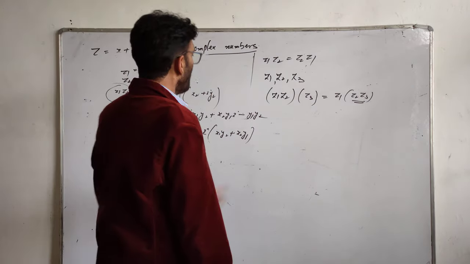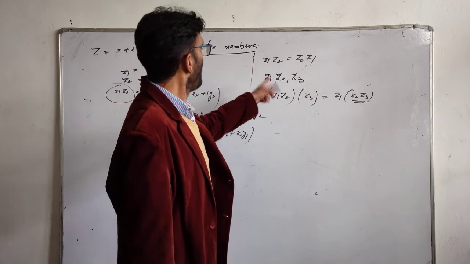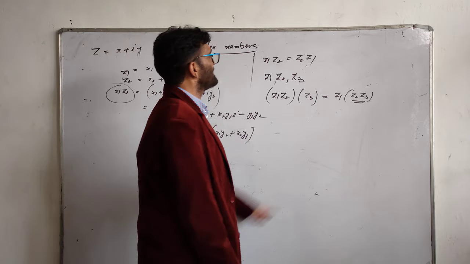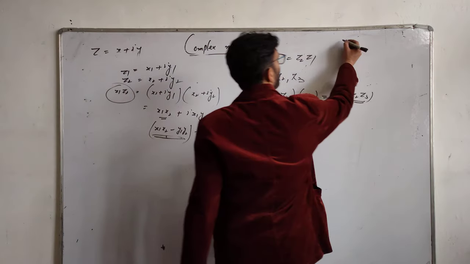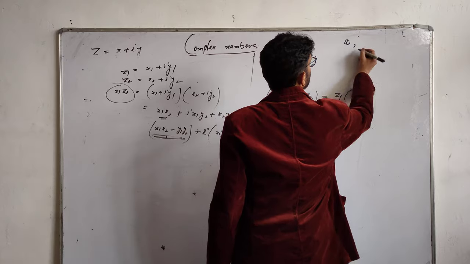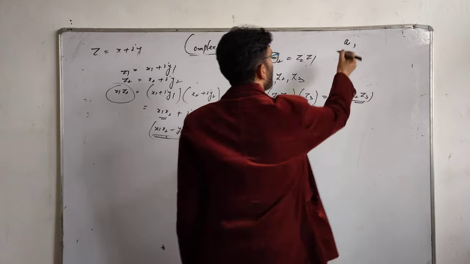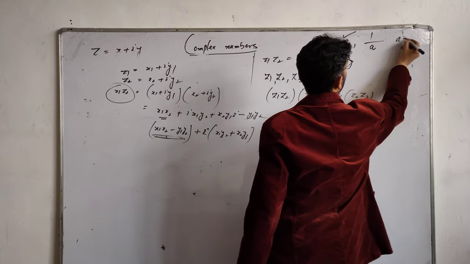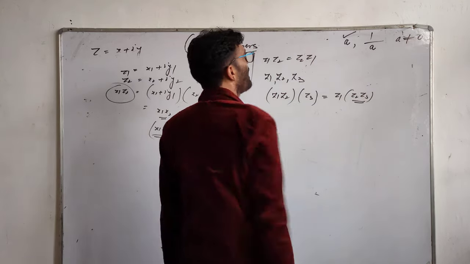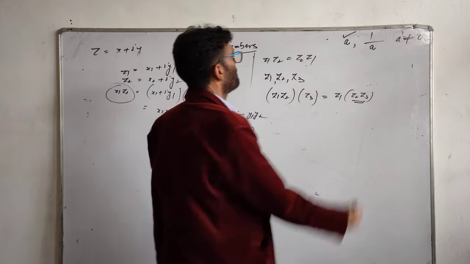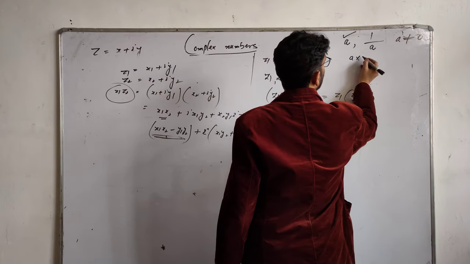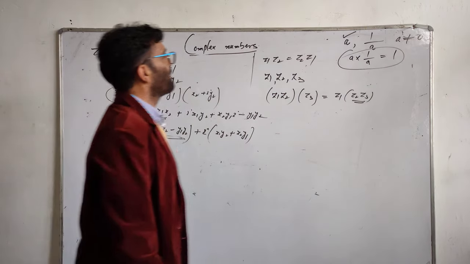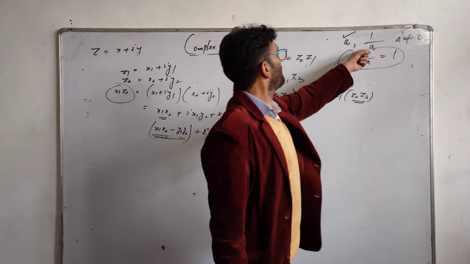Now, let us go to the specific element. Just like in real numbers, for every real number A, where A is not equal to 0, remember this, there is 1 over A. When both are multiplied, A times 1 over A, we are getting 1.